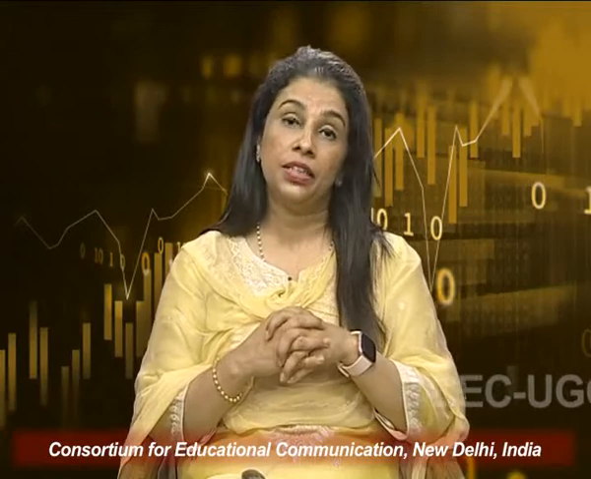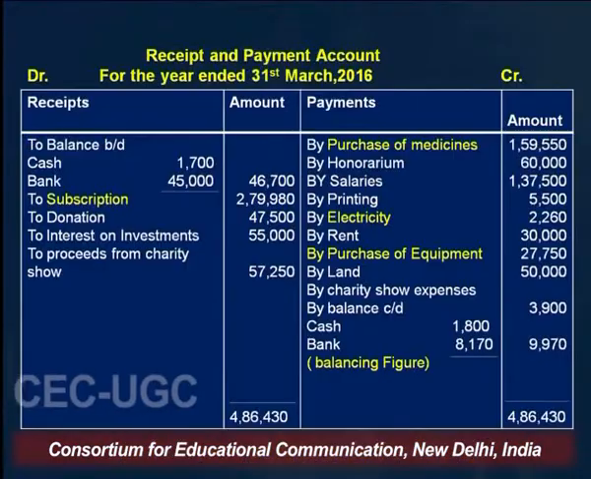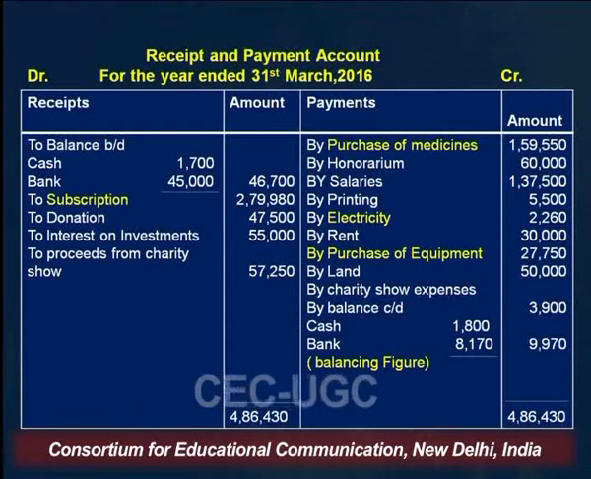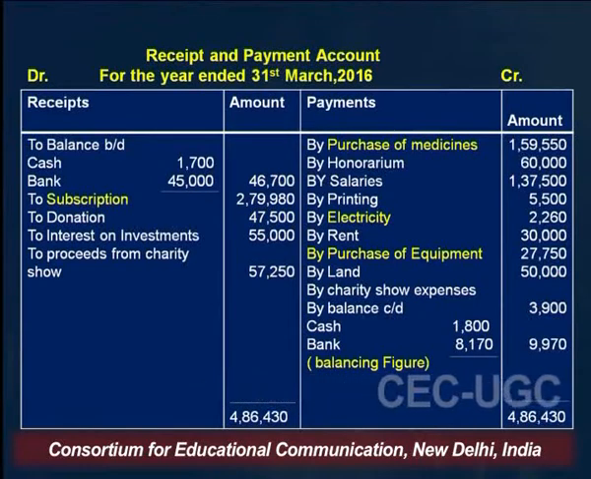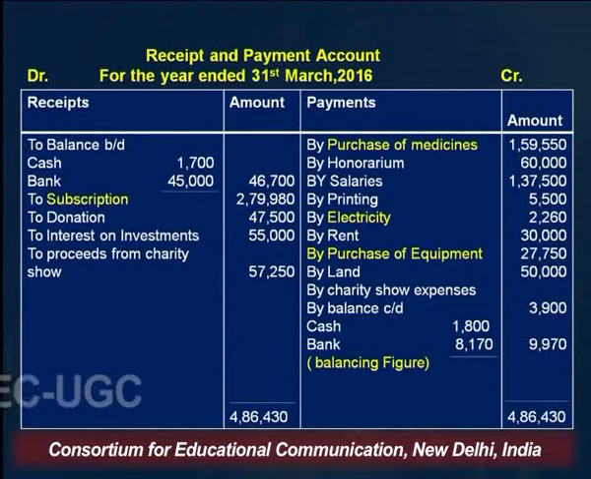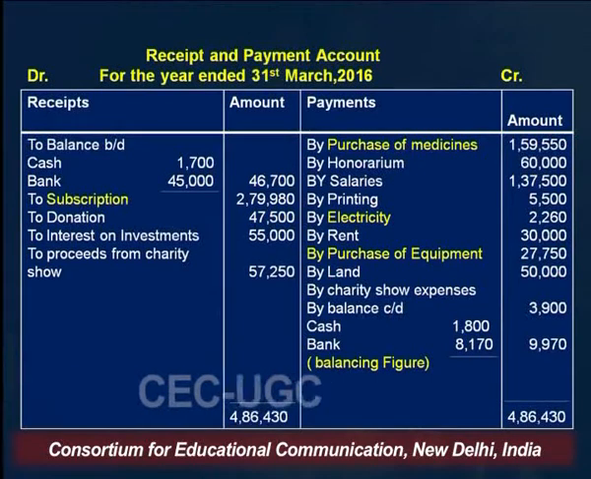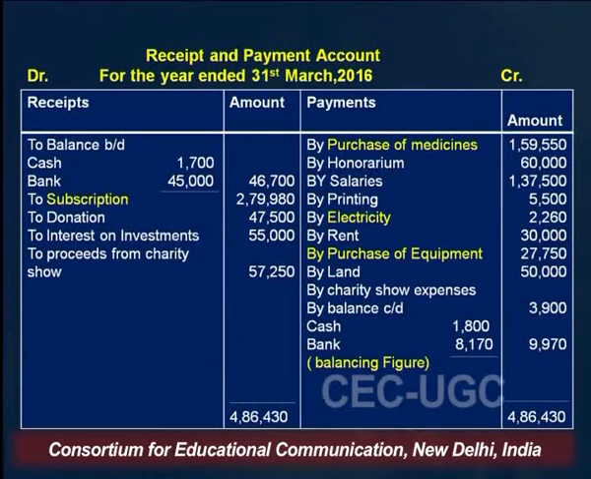So to begin with this receipt and payment account, the first item appearing on the debit side begins with the opening balance of cash and bank. Where is this opening balance of cash and bank given? It is given in the additional information.